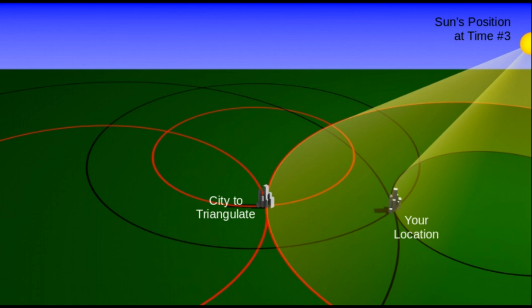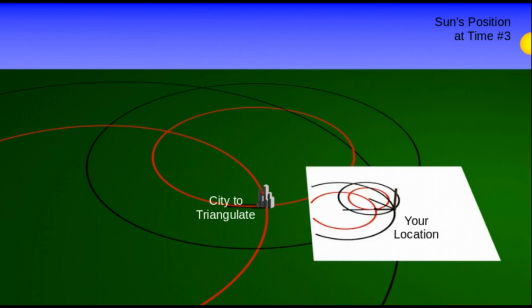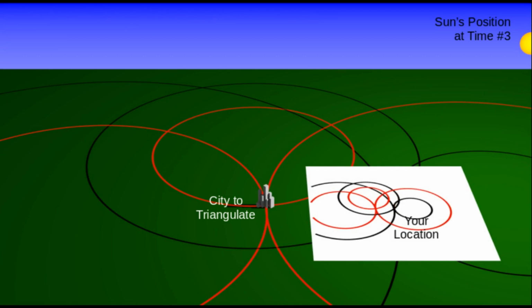So the sun's position is now at time number 3. We get new circles, and on our map we repeat the entire thing. And we get a third set of circles. Now if you just take away the stick and all the other lines, you'll see that the red circles intersect in one point and the black circles intersect in one point, just like they are doing in the real world.